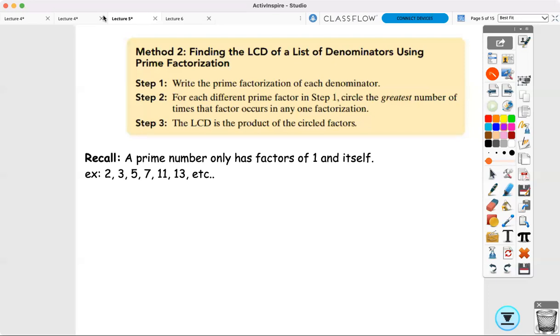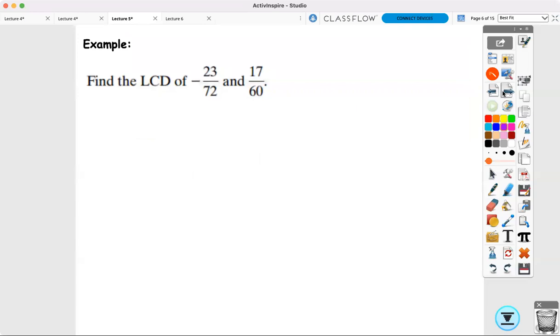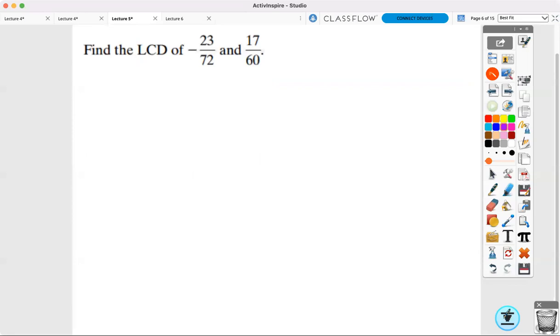So recall, a prime number only has factors of 1 and itself. So here's the example of the first 6 prime numbers: 2, 3, 5, 7, 11, and 13. Since the only factors of each of those numbers are 1 and itself. All right. Now, before we break down, let's go ahead and look at the next example. We have 72 and 60. Find the LCD of 72 and 60. So before we do that, we're going to be breaking down 72 equals, and we're going to be breaking down 60 equals, like the prime factorization, okay?